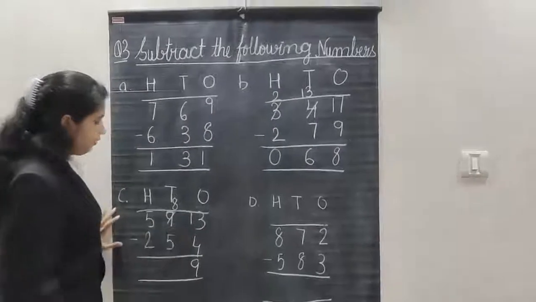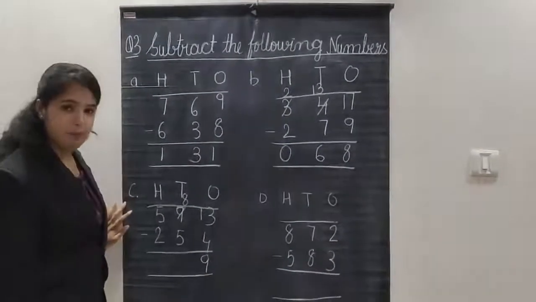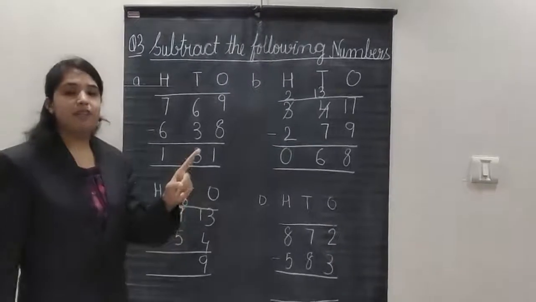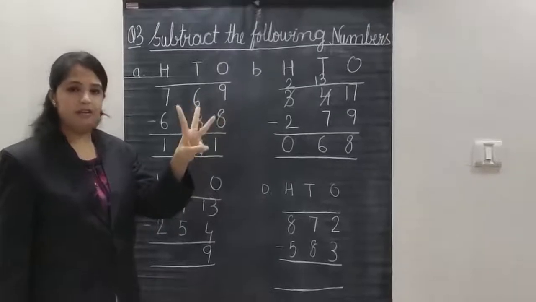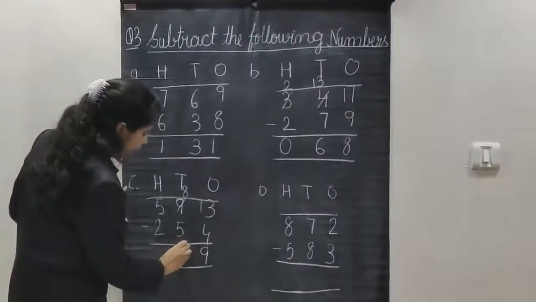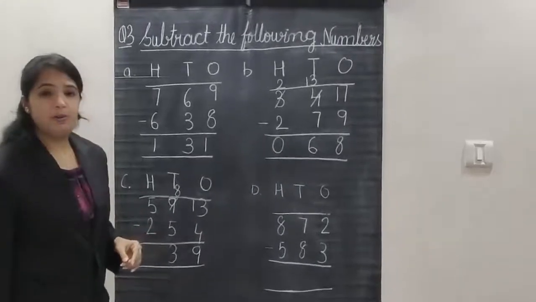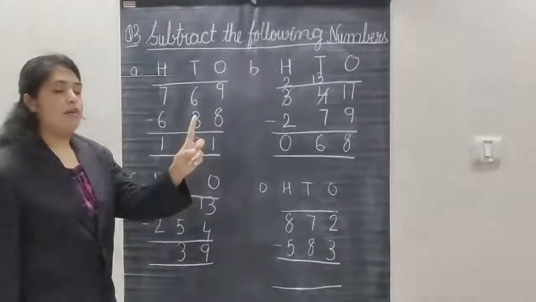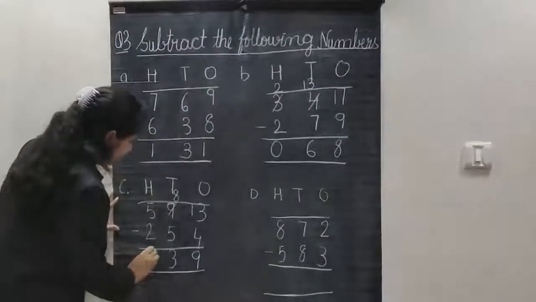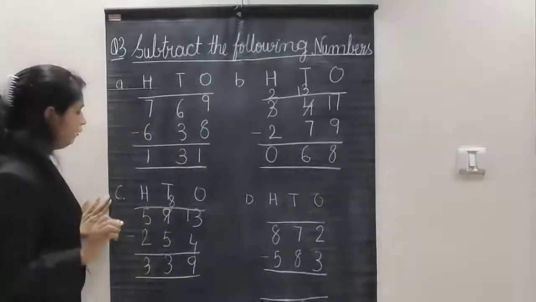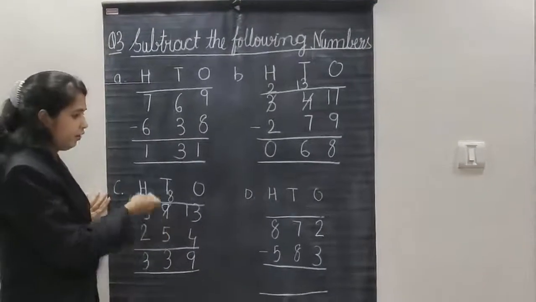So 8 minus 5. Is it possible to do 8 minus 5? Yes, because the upside number is bigger than the down one. So after 5, 6, 7 and 8. 3 on my fingers. Now 5 minus 2. Is it possible to minus? Yes. So after 2, 3, 4 and 5. So the answer is 339. So this is the concept based on regrouping with tens and ones.